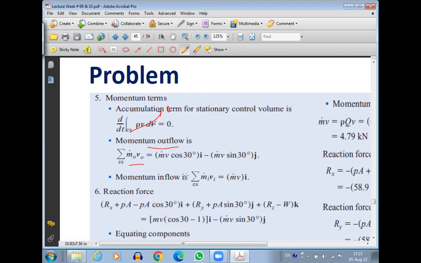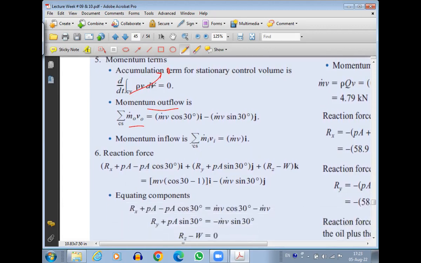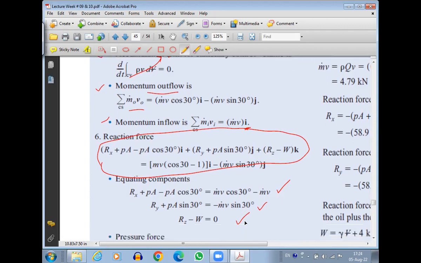Okay, so let's have a look at it. So momentum outflow: m dot v cos 30, that's the positive, and minus m dot v sin 30, that's the negative component. So that's outflow. For momentum inflow, that is m dot v I, just one. Okay. So now we have the momentum inflow, momentum outflow, momentum accumulation, and summation of forces terms. We just need to put all of them together in one equation. So that becomes one very big equation here. Okay, now what we need to do is separate the I, J, and K components. If I separate the I component, that becomes one equation, the J component becomes another equation, and the K component becomes the third equation. Okay.